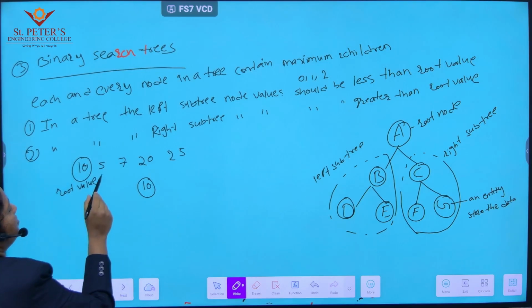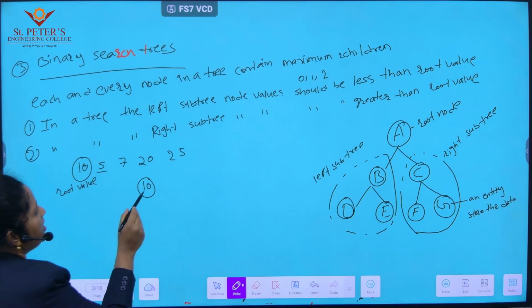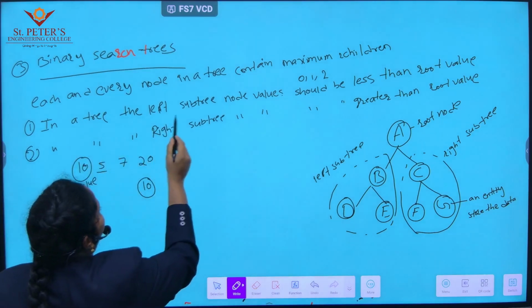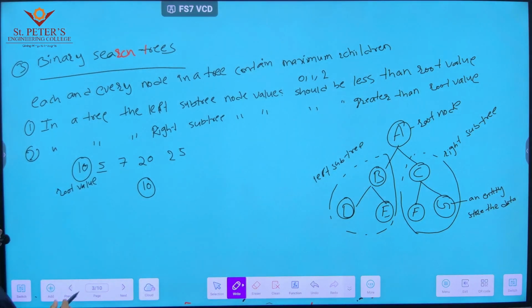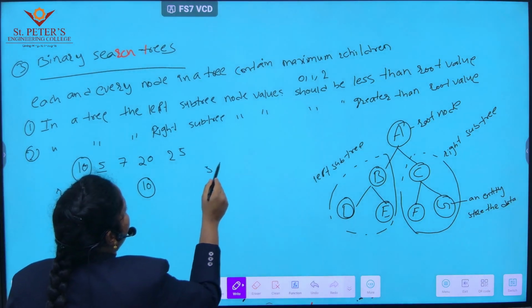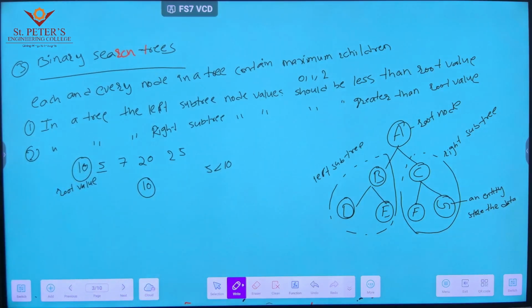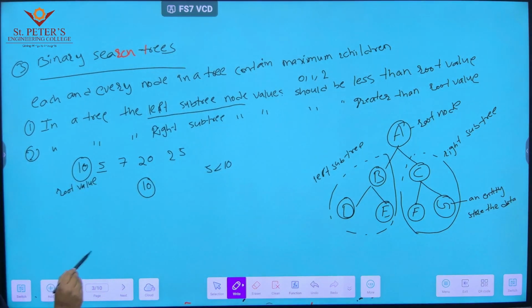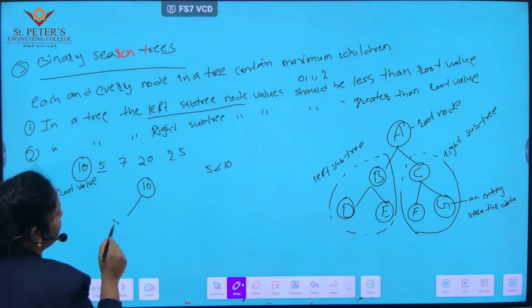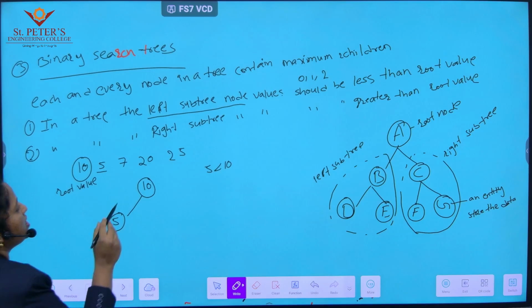According to these two statements, the first value I consider as the root node, and the next value is 5. So the next value 5 is compared with this 10. In a tree, left subtree node values should be less than the root node. So first we have to compare this value with the root value. 5 is less than 10, so it should come under the left subtree part. So on the left side 5 will be placed.